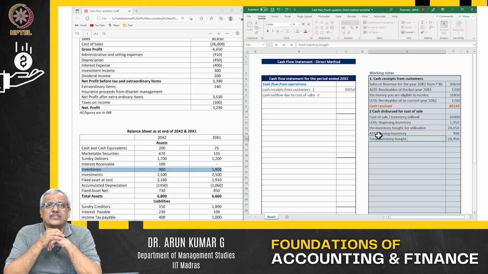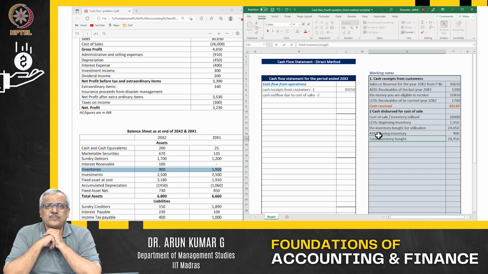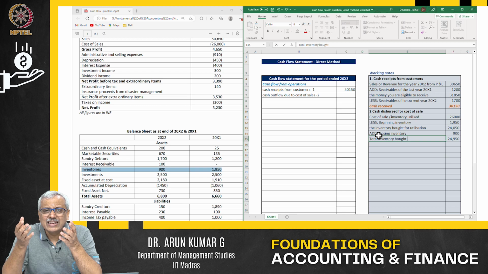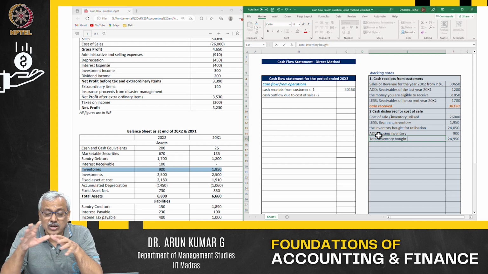Am I with you on this? Let me repeat. What is the cost of sale? The cost of sale is 26,000, or inventory utilization is 26,000. Have I bought the inventory that I have utilized? If I have bought the inventory that I have utilized, then I have to pay for it. So, how much have I bought is what I want to know first. Have I bought this entire $26,000 worth of inventory?